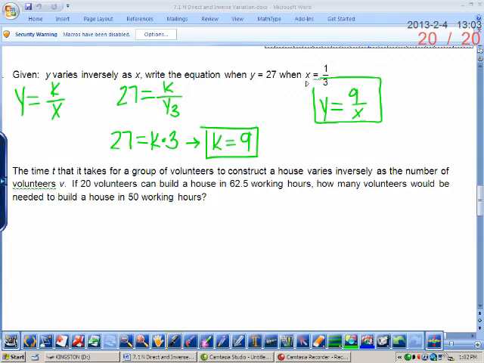All right. The time that it takes for a group of volunteers to construct a house varies. So I stop right there with that word varies, and I write T equals K. As soon as it says inversely, what does that tell me? Yeah, we're going to put our variable under K. Varies inversely as the number of volunteers, V. So my equation is T equals K over V.